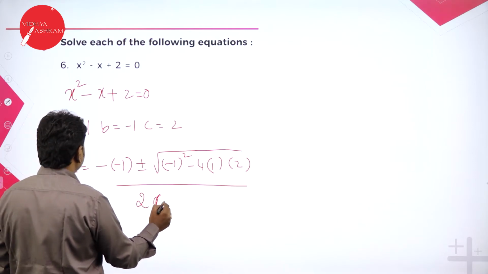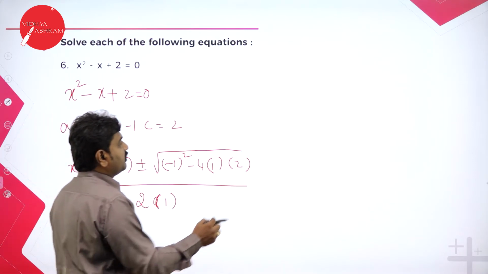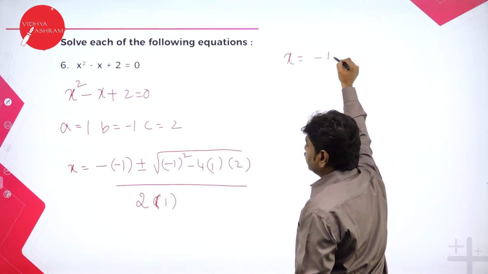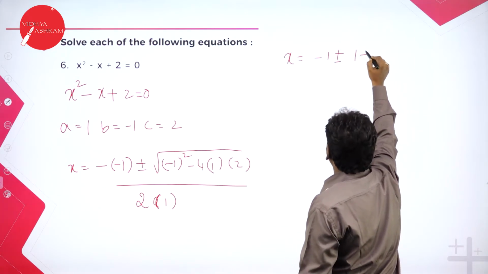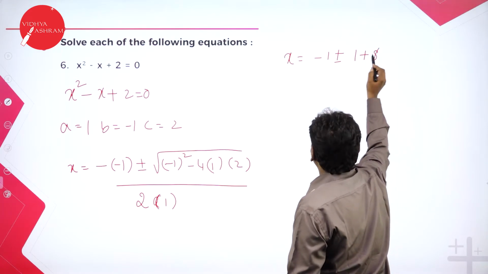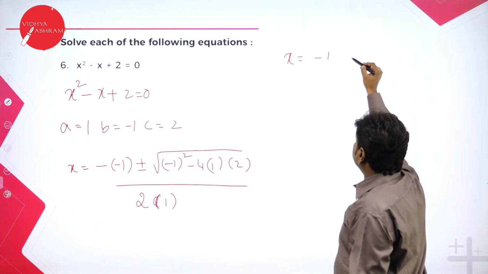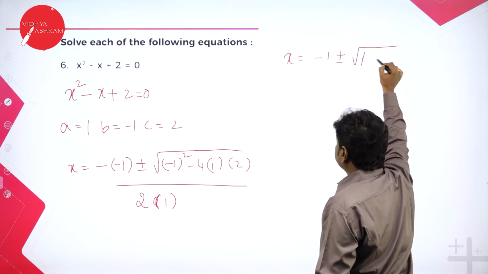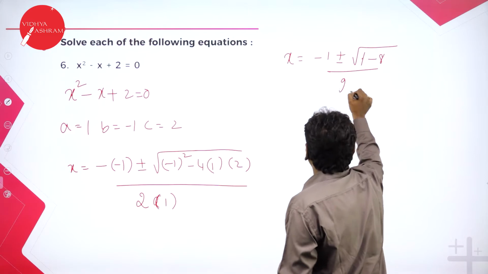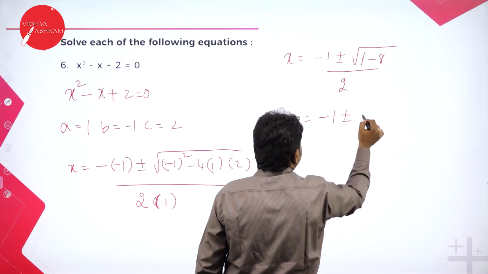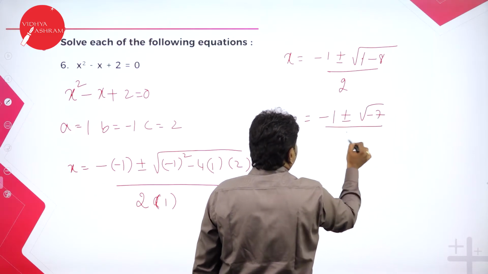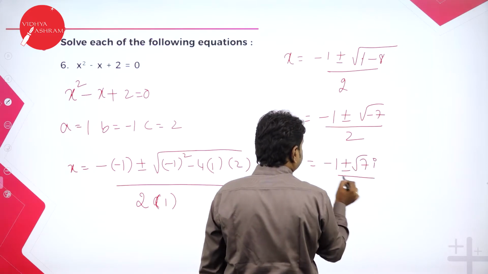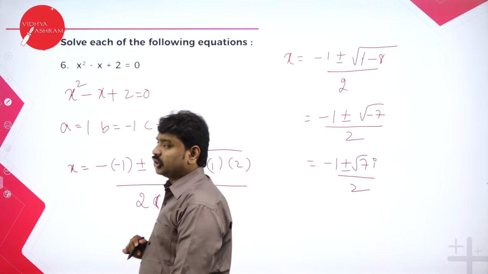So simplify this. You'll get x is equal to minus 1 plus or minus root of 1 minus 8. Minus 1 plus or minus root of minus 1 whole square becomes plus 1 minus 8, divided by 2. So minus 1 plus or minus root minus 7 by 2, minus 1 plus or minus root 7i by 2. So these are the roots.